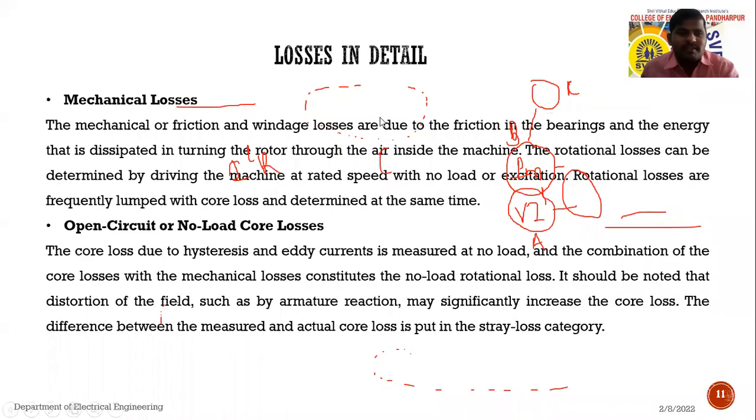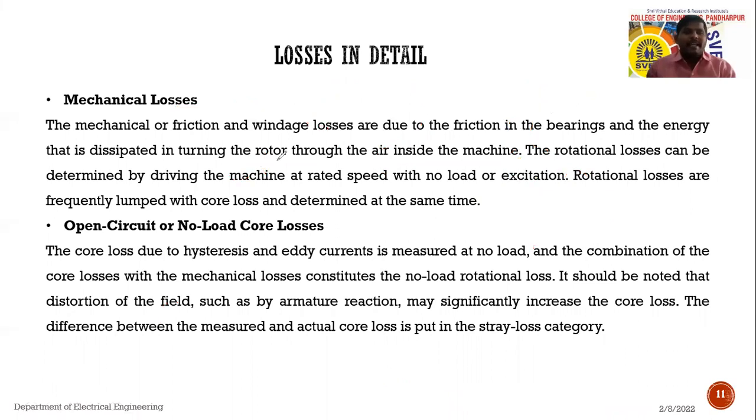Again there are some losses. Now see, the mechanical losses. The mechanical or friction and windage losses are due to the friction in the bearing and the energy that is dissipated in turning the rotor through the air inside the machine. As we know, the rotating part is present in a DC motor, so there are rotational losses like mechanical losses. In mechanical losses, the friction and windage loss occurs.